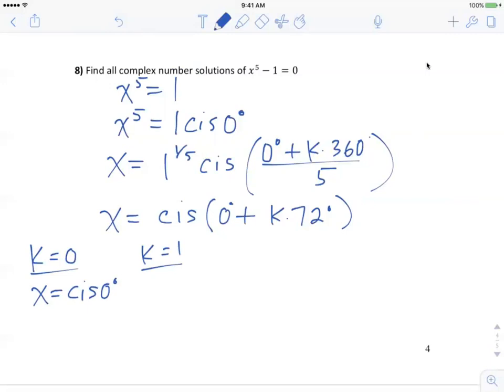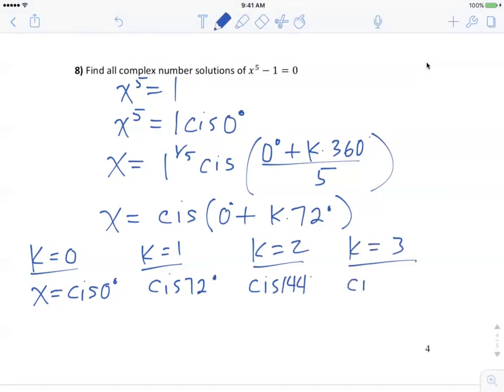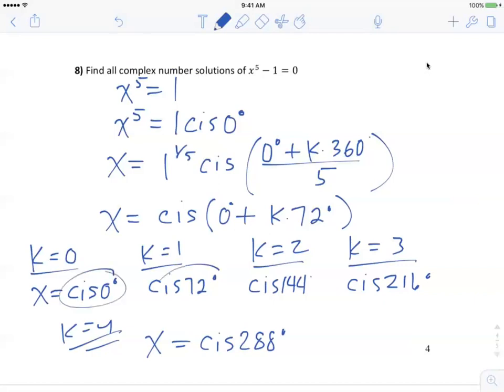K equals 1, we get cis 72. K equals 2, 2 times 72, 144. K equals 3, 3 times 72, 216. And then k equals 4, last answer, 4 times 72, 288. Right, and those are my 1, 2, 3, 4, 5 answers.